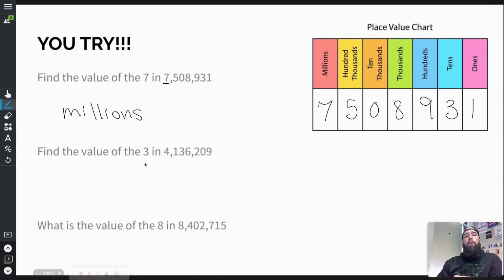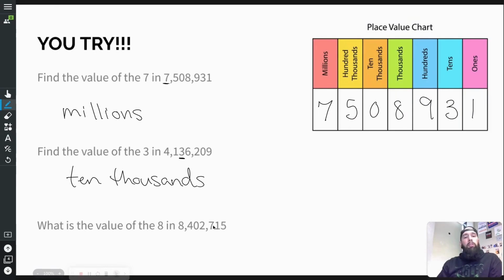Find the value of the 3 in 4,136,209. So that 3 lives right there. So ones, tens, hundreds, thousands, 10,000s, 100,000s, 4 million, none of those. So that 3 is going to be the 10,000s.